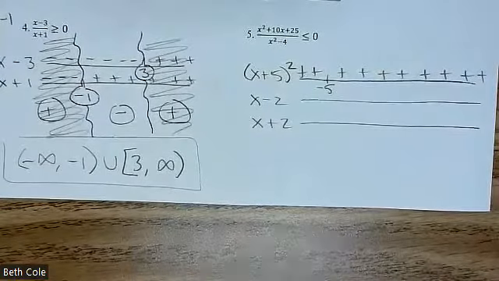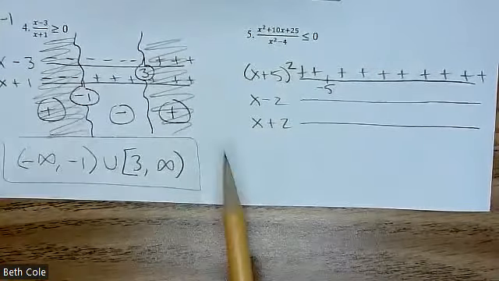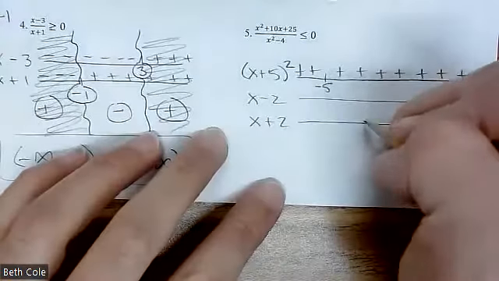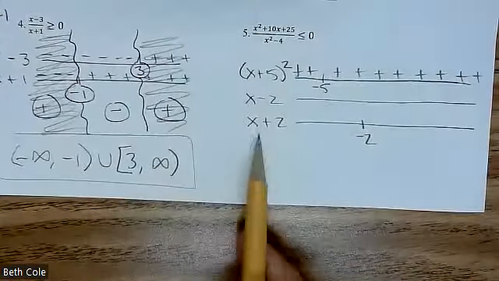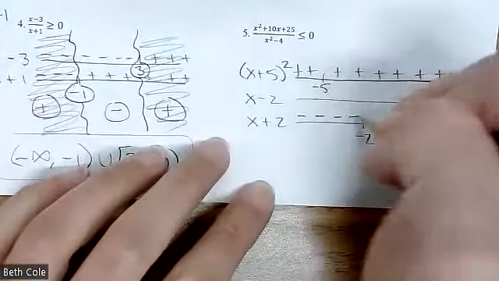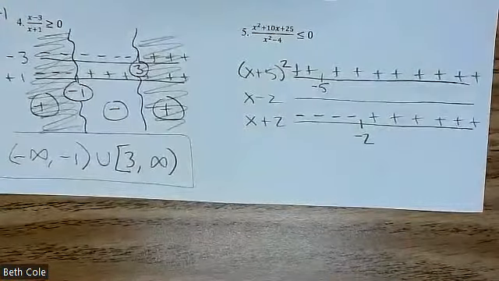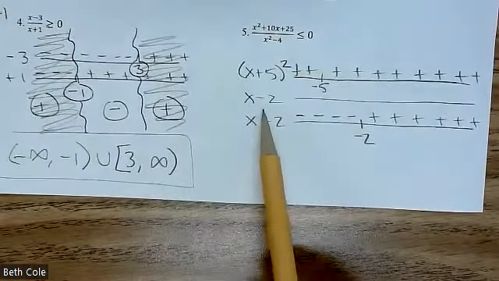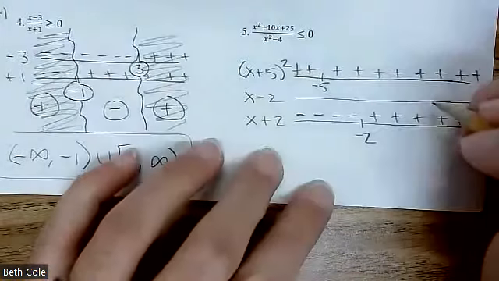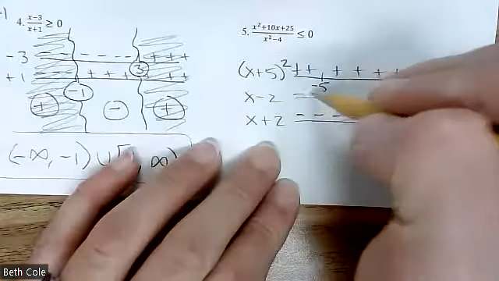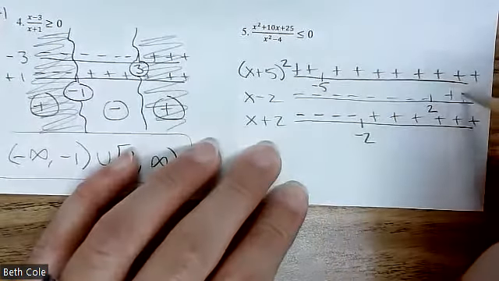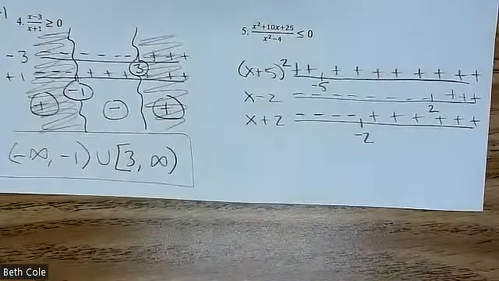And then which one would be next? The x plus 2 would give you -2. Nothing weird happened, so it's going to be negative, turn positive. And then the x minus 2 would give you +2. And again, nothing weird happened. So negative and then turn positive.